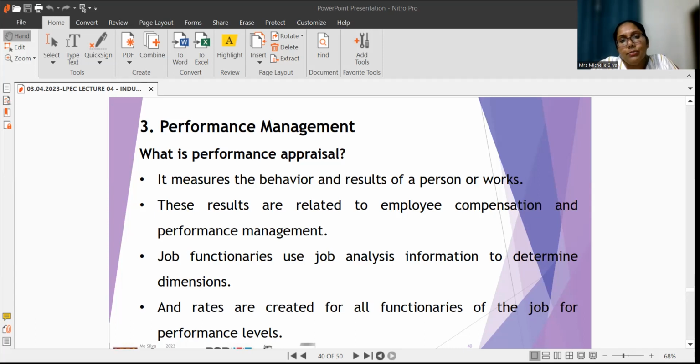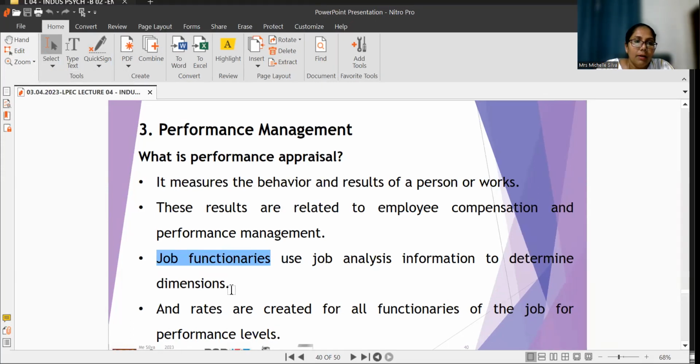Job analysts use job analysis information for what? To determine dimensions. Please cut the word job here and write industrial psychologist. Industrial psychologists use job analysis information for what? To determine dimensions. To determine dimensions means you can write performance criteria. Cut this word dimension and write performance criteria.